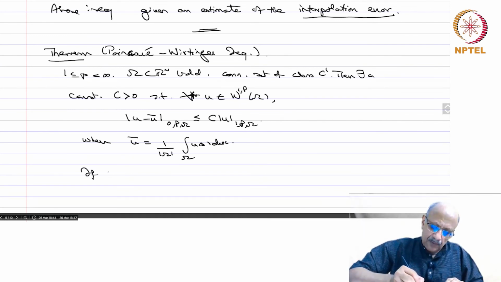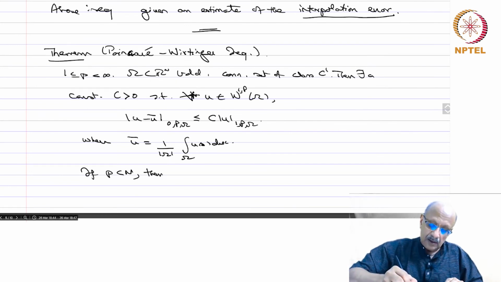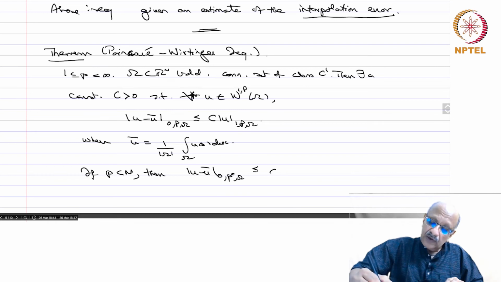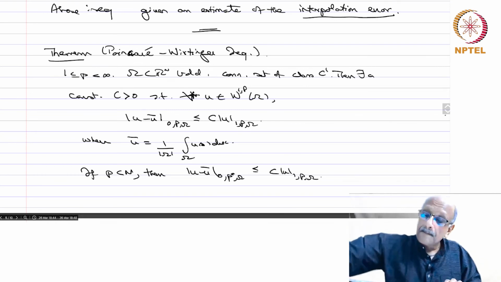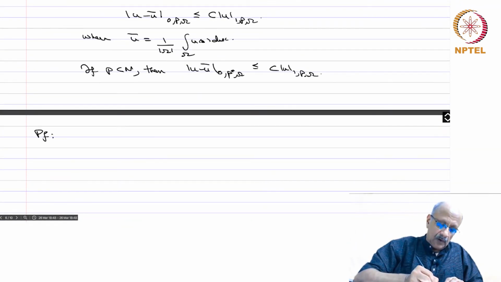If p is less than n, then the L^{p star} norm of u minus u bar is less than or equal to C times the W^{1,p} norm of u. Proof.